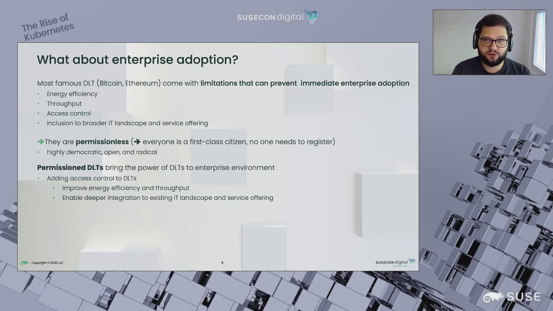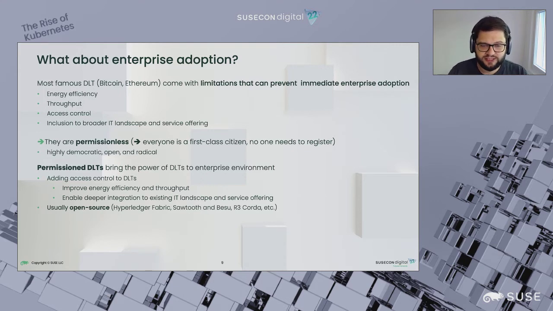And because you have access control mechanisms, you can implement very efficient algorithms for validations, which can reduce their energy consumption and increase the throughput dramatically. Plus, it enables deeper integration with your existing IT landscape and service offering. So you are bringing new capabilities to the blockchain for enterprise usage. Pretty awesome. And the good news is they are usually open source.